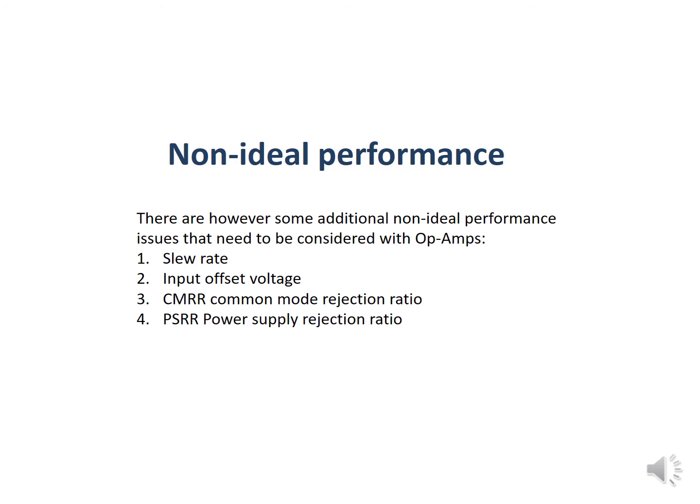Okay, now we're going to look in more detail at some of these non-ideal performance things. We're going to introduce a couple more that we haven't thought about yet. Slew rate, for example, and the input offset voltage. Those are both important things that we need to think about for these kind of circuits, but particularly op-amps. We're going to look at common mode rejection ratio and the power supply rejection ratio as well.